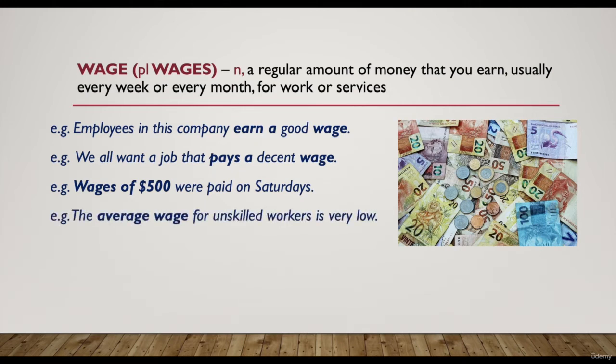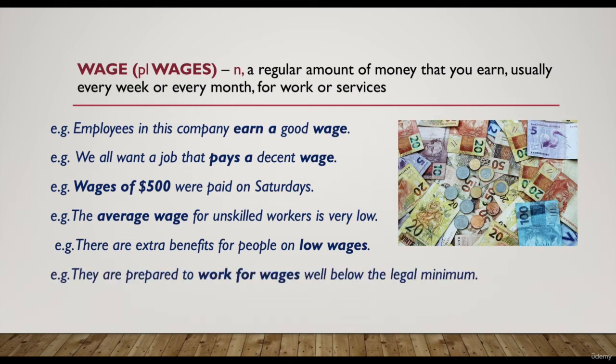The average wage for unskilled workers is very low. This means unskilled workers actually receive very little money for their work. There are extra benefits for people on low wages. Well, low wages means people get very, very little money. They are prepared to work for wages well below the legal minimum. We can talk about low wage earners or minimum wage earners. That means a group of people who earn very little money, the least money in the country.